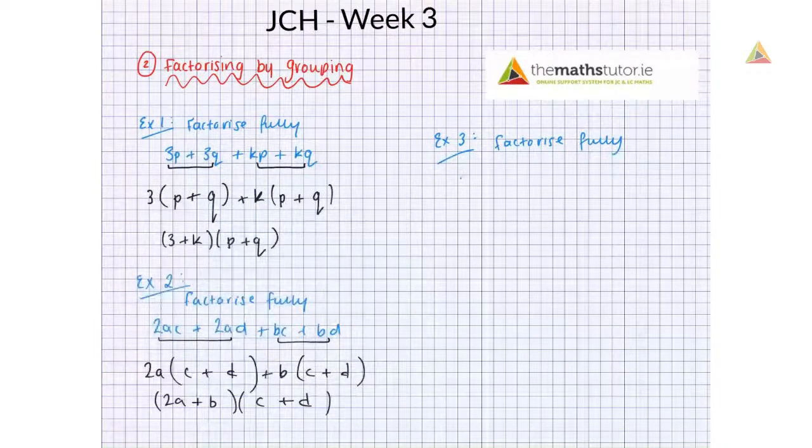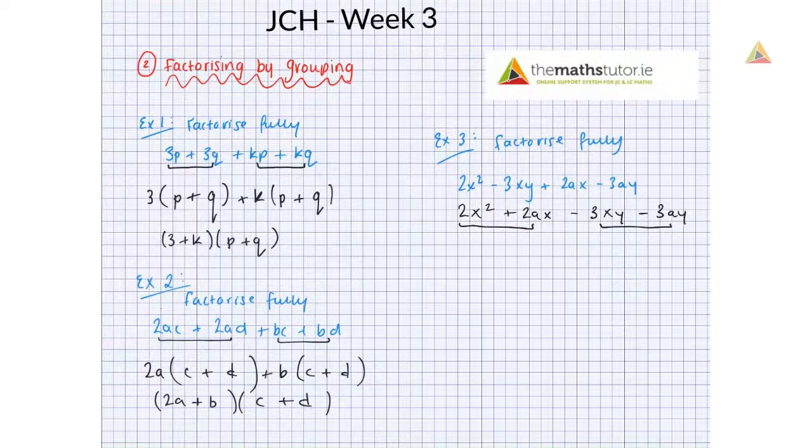And the example is 2x squared minus 3xy plus 2ax minus 3ay. So this time I'm going to rearrange them, and the reason I'm choosing to rearrange them, because although you have one term that's common to both of these, if you look closely, you've 2x here and a 2x there, so they'd be probably more likely to go together. And then here you have a 3y and you have a 3y here. So I'm just going to rearrange them so that they're beside each other. So I'm going to put 2x squared plus 2ax minus 3xy minus 3ay. And the reason I'm doing that is because I want to group those two together and those two together.